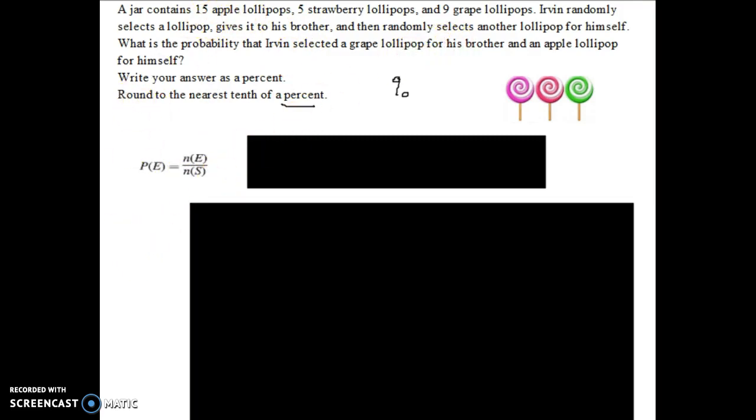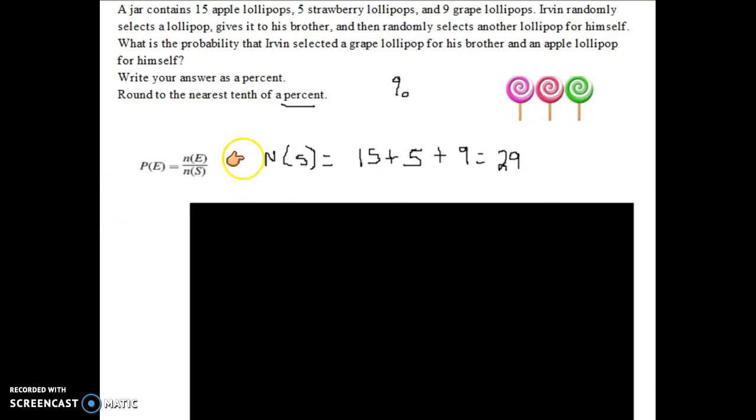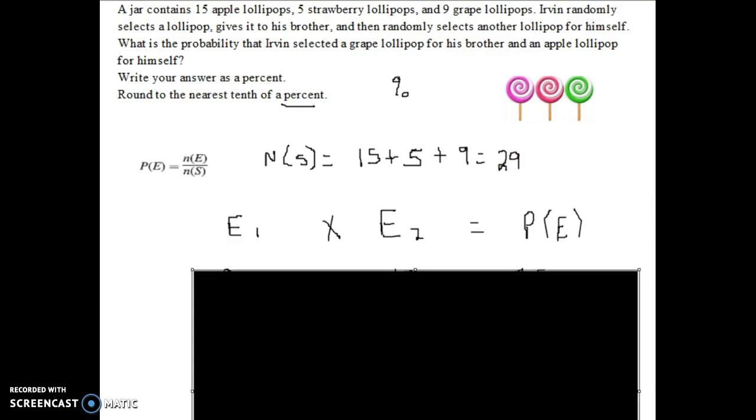So first, let's get our denominator. I kind of like to look at the denominator first. What is our total sample space? And we're simply going to add the number of lollipops, right? That's going to be our total possibilities, because that's how many lollipops are in the bag. So 15 plus 5 plus 9, we have a total of 29 lollipops. So let's look at each event. We're going to have event 1, we're going to multiply it by event 2 to get our final probability of both happening.